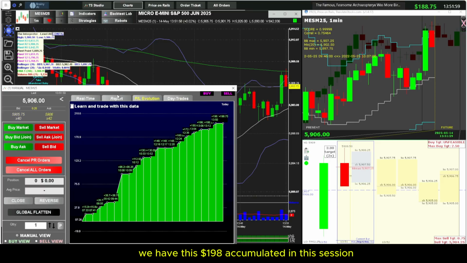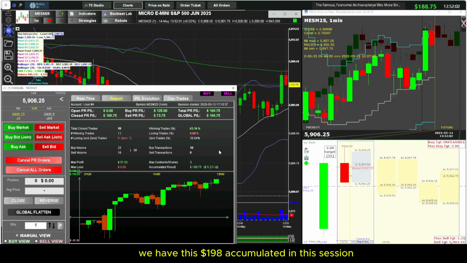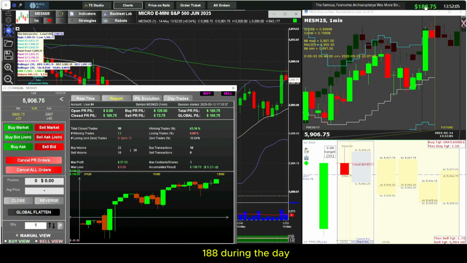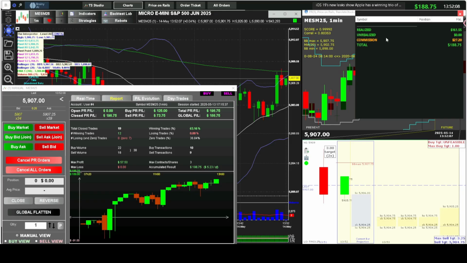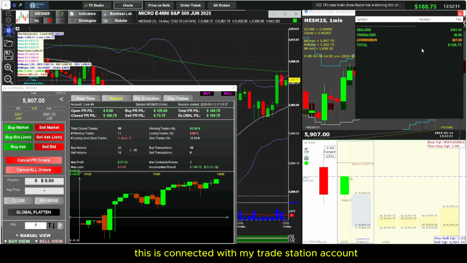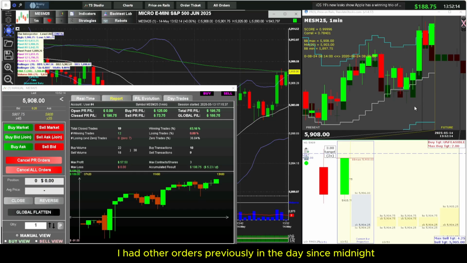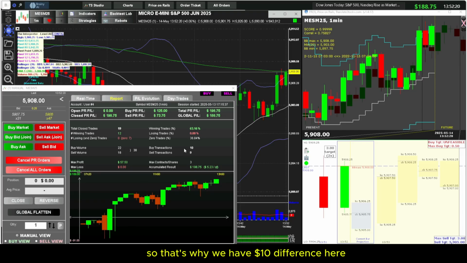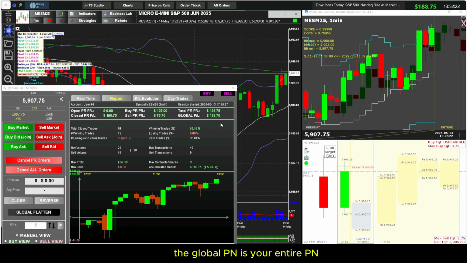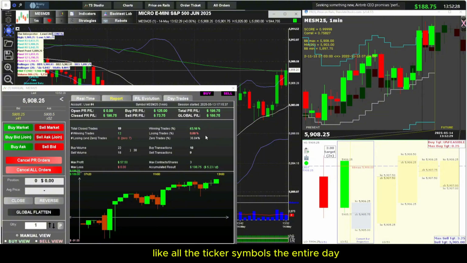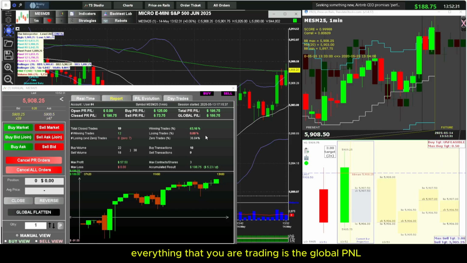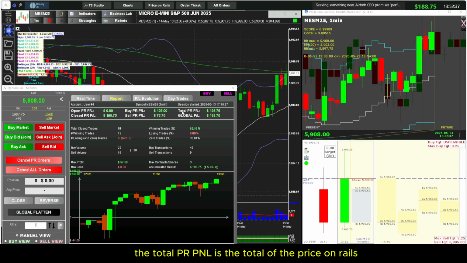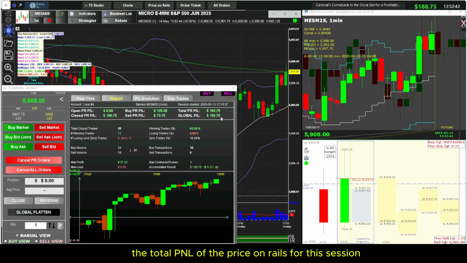We have $198 accumulated in this session, 188 during the entire day. This is connected with my TradeStation account. I had other orders previously in the day since midnight, so that's why we have a $10 difference here. The global P&L is your entire P&L for your entire account, like all the ticker symbols, the entire day, everything that you are trading. The total P&L is the P&L of the price on rails for this session.